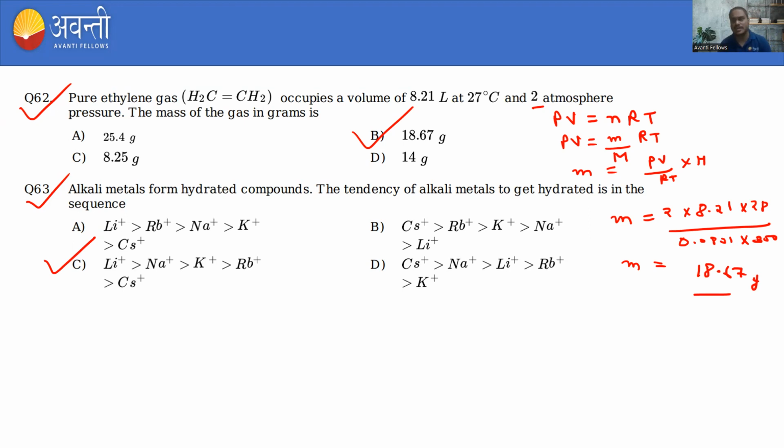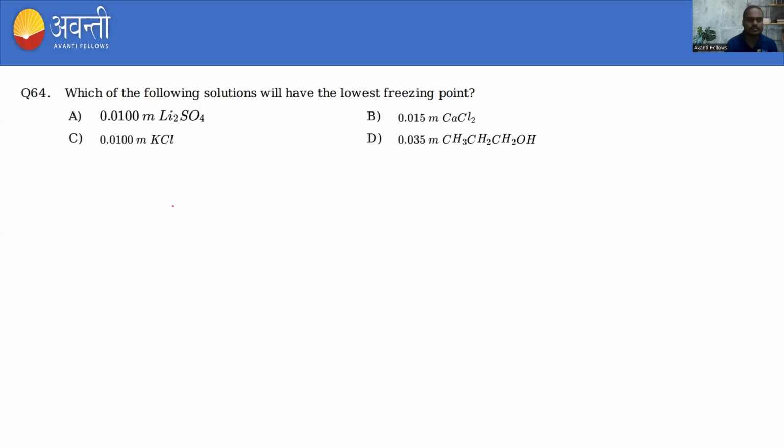The smaller the size of the cation, the greater the hydration tendency, because as we move down the group, hydration tendency reduces. So we can say that the smaller the cation, the greater is the degree of hydration. So the degree of hydration decreases from lithium to cesium plus, right? Always remember, the smaller the cation, the greater is the degree of hydration. So we can say that lithium, then comes sodium, potassium, rubidium, and cesium. So this is a very simple question. Chalo. Move to the next question, that is question number 64.